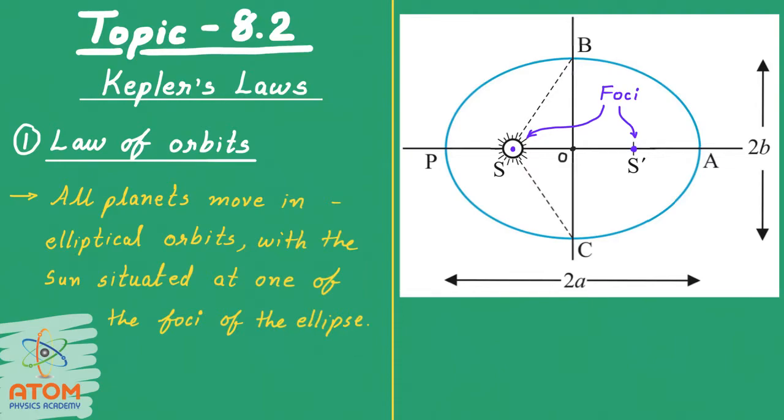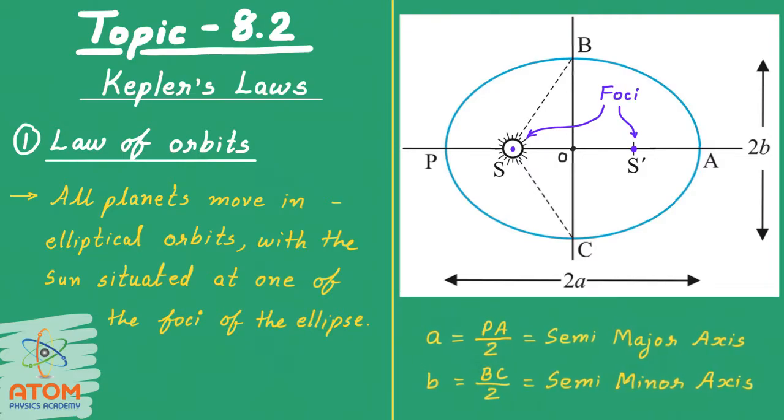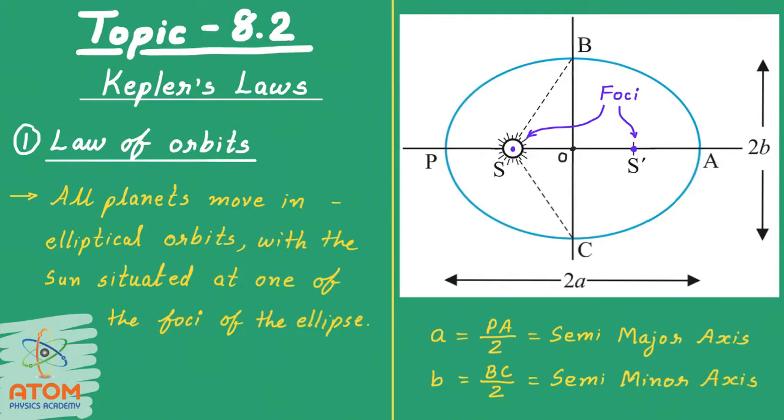Copernicus said that all the orbits of planet is circular in shape, whereas Kepler says that it is elliptical in shape. Now, one more important thing about this elliptical shape. This PA is known as major axis. So, the total distance of major axis is taken as 2a and the half of it, that means a, which is PA by 2, is known as semi-major axis.